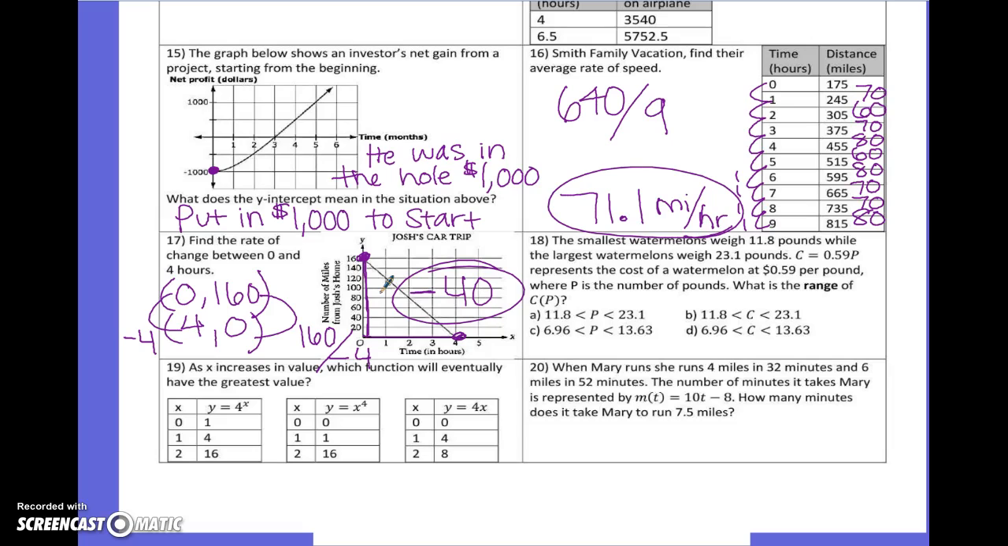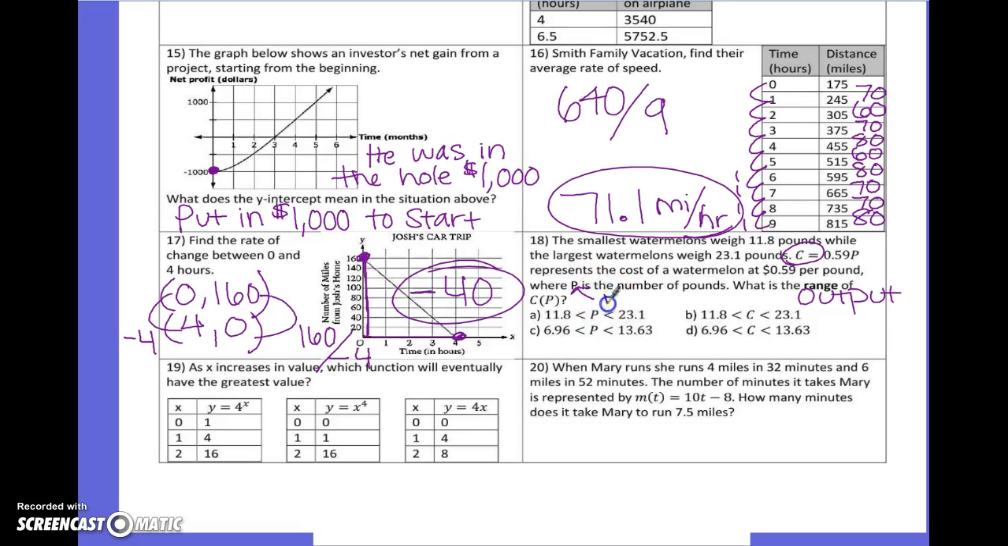The smallest watermelons weigh 11.8 pounds. The large ones weigh 23.1. C equals 59 cents, or 0.59P. P represents the cost of the watermelon at 59 cents per pound, where P is the pounds. What is the range of C of P? Range, remember, is the output. And in this case, the output is the cost of how much you're going to pay for the watermelons.